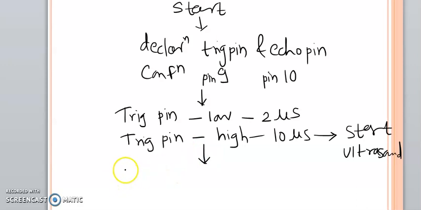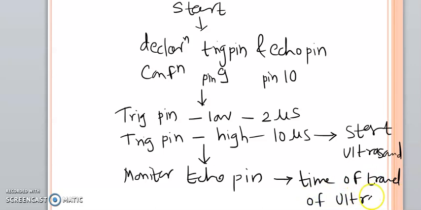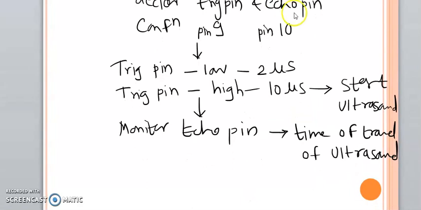After that, we need to continuously monitor the echo pin, because at the echo pin we are going to get the time of travel of ultrasound. So we need to measure or monitor this. To read this echo pin, we have to read the status of this echo pin using pulseIn.